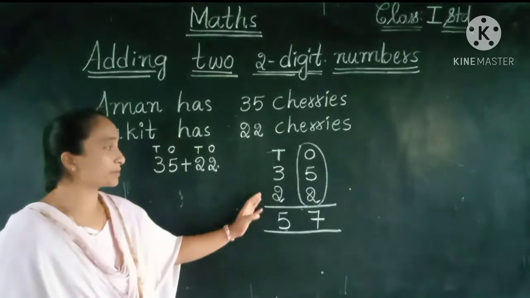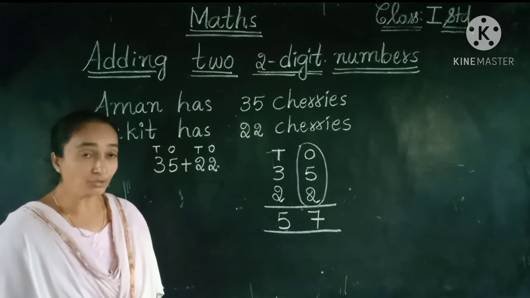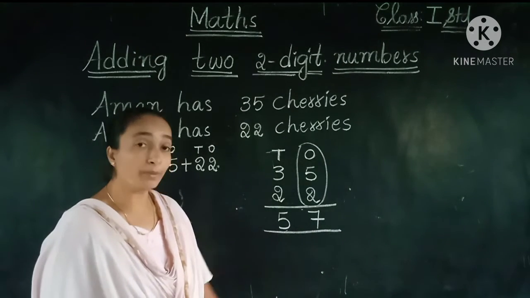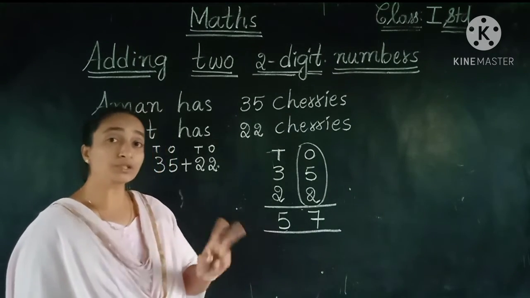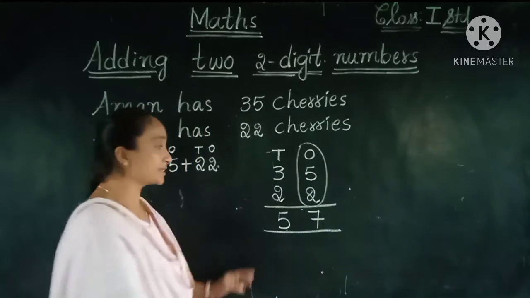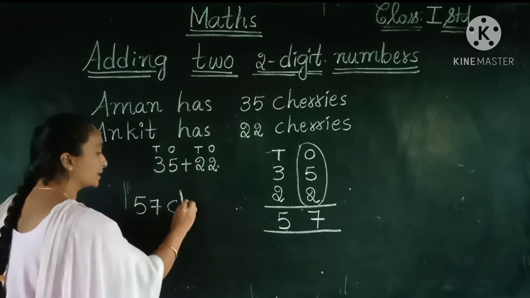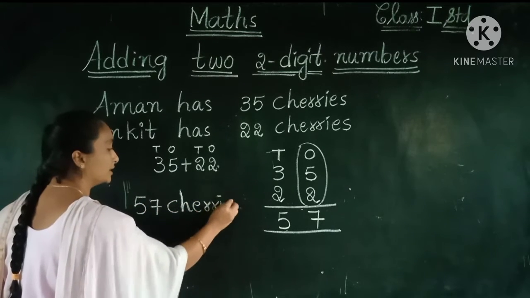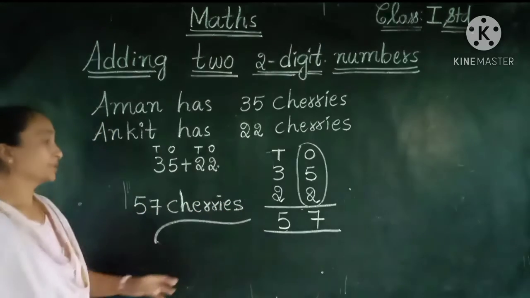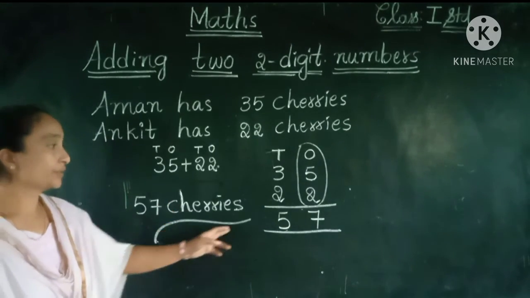And then now the second step, the tens place, is completed. So all together, how many cherries do we have? Both the children? Yes, 57 cherries. So here we have the 57 cherries. 5 tens and the 7 ones.